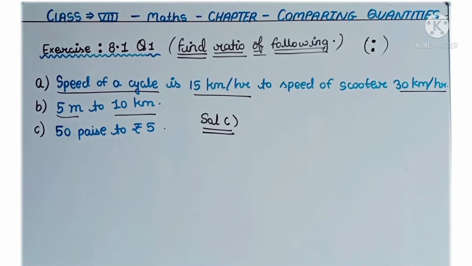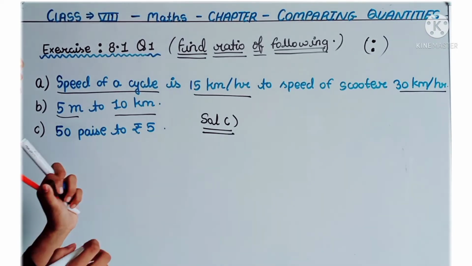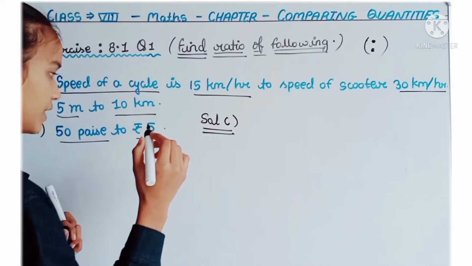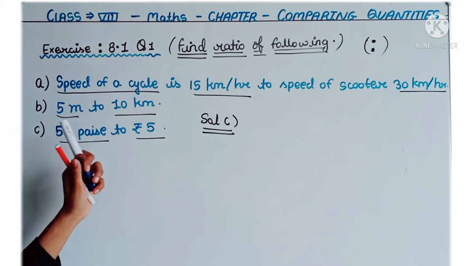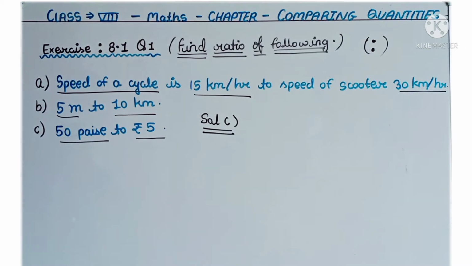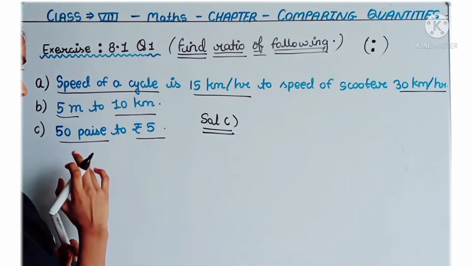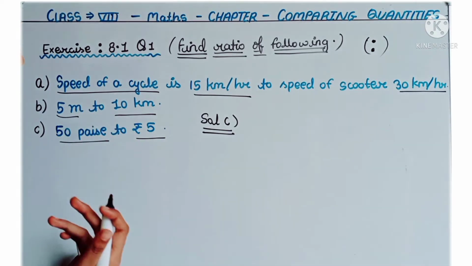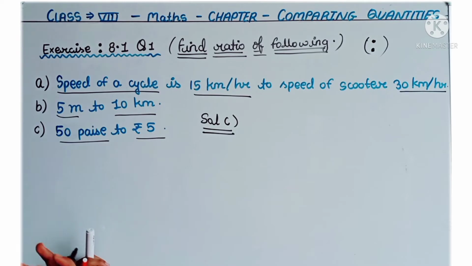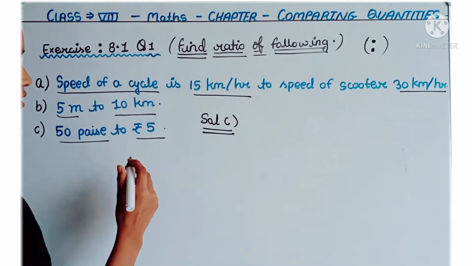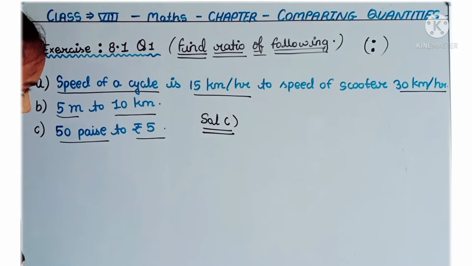So in the third part of this question, we have given 50 paise to 5 rupees. In this situation, we have also been given different units, so we have to change them like in the previous question. We will change 5 rupees to paise, because if we change 50 paise to rupees, the question will be too difficult for you to do. So now we will change 5 rupees to paise.